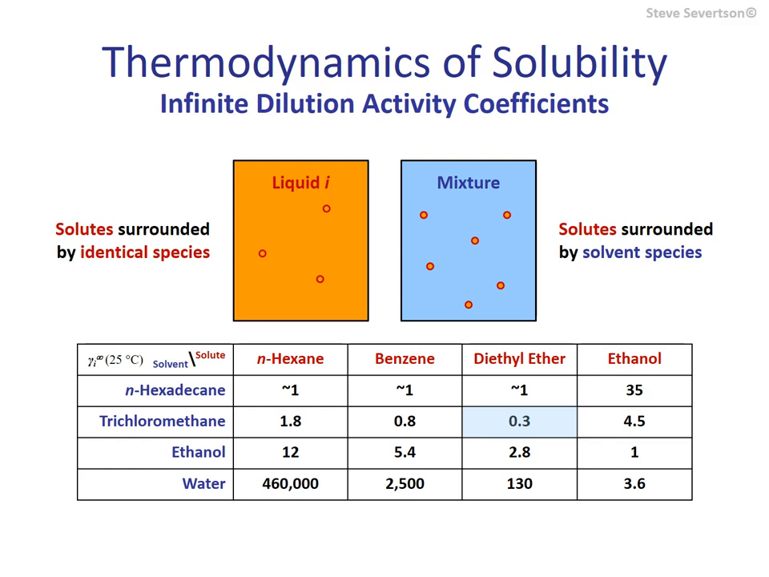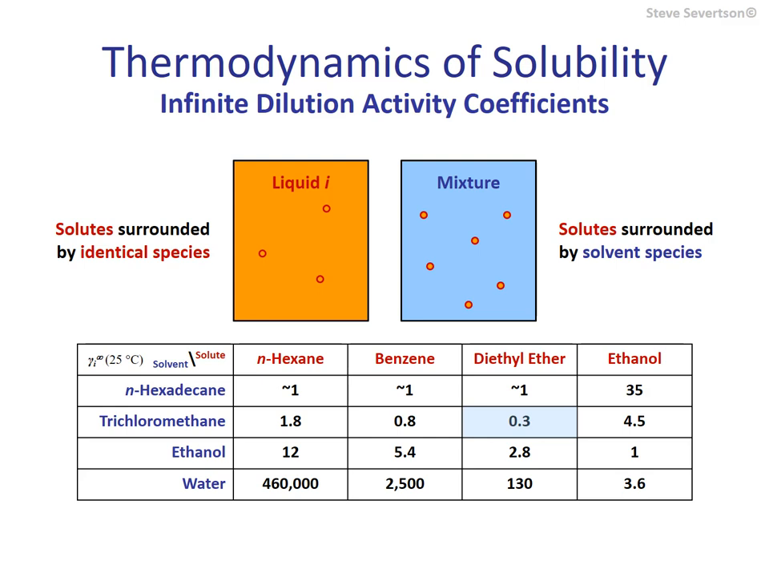Trichloromethane is a proton donator, but not a proton acceptor. So in the solution, diethyl ether participates in strong hydrogen bonding with the surrounding trichloromethane solvent molecules. Such interactions are absent from the pure diethyl ether and trichloromethane phases.